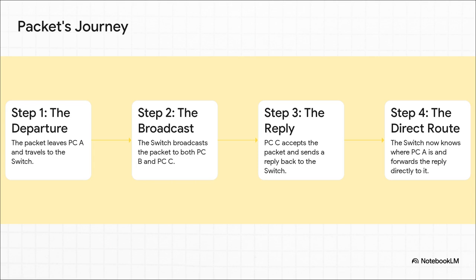Watch this. The packet leaves PC A and goes to the switch. Now, the switch is new to this network, so it doesn't actually know where PC C is yet. So what does it do? It basically shouts the message out to everybody it's connected to. PC B gets the message, says, "Hey, this isn't for me," and just ignores it. But PC C sees it and says, "Yep, that's mine," and sends a reply back.